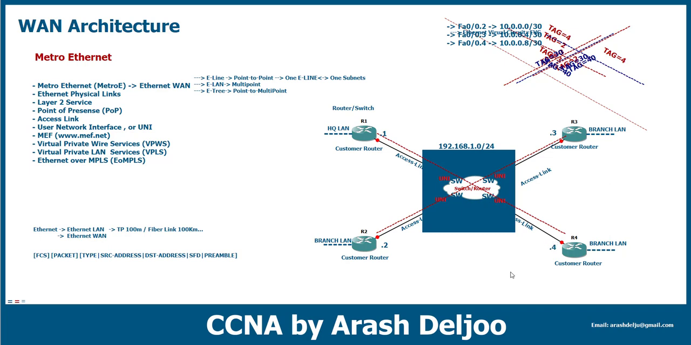And when you are configuring a routing protocol such as OSPF, you will have neighborship between these four routers. This means that when we are buying the E-LAN, you don't need to configure multiple lines between the sites. Only one EVC.